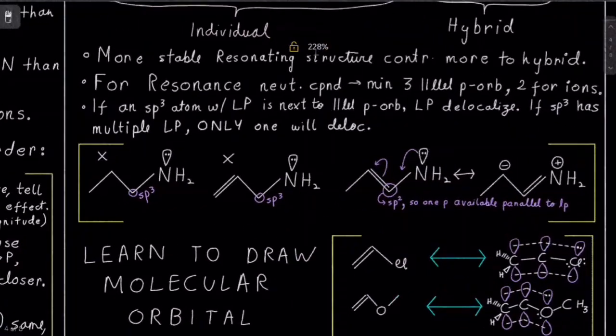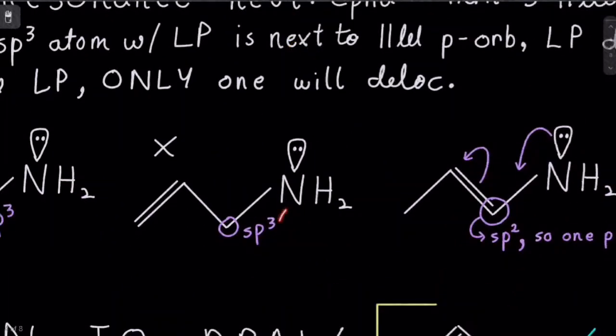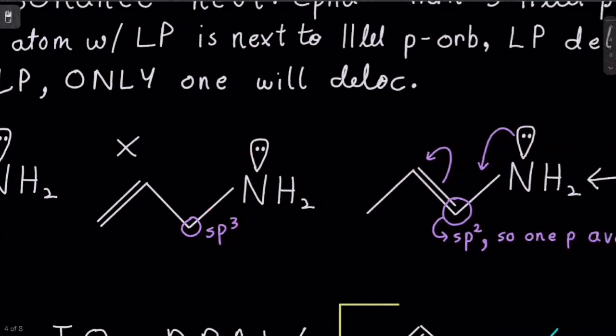Okay. And if an atom has multiple lone pairs, only one will delocalize. For example, let's say there was another lone pair here. This was some magic atom. Still, only one lone pair would delocalize in this case, and the other one would stay localized.